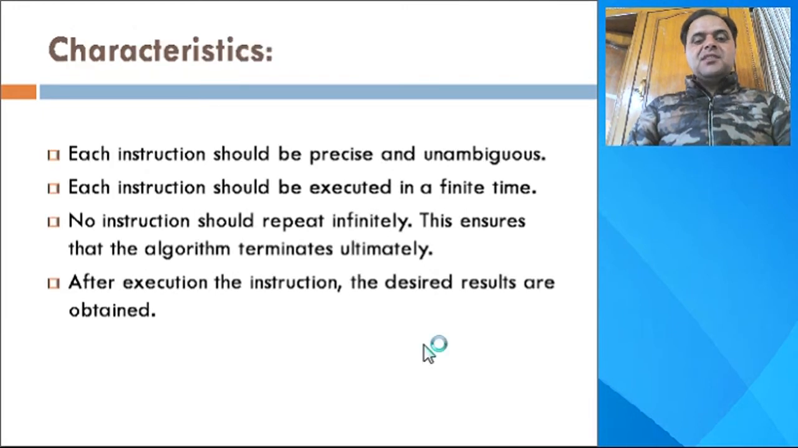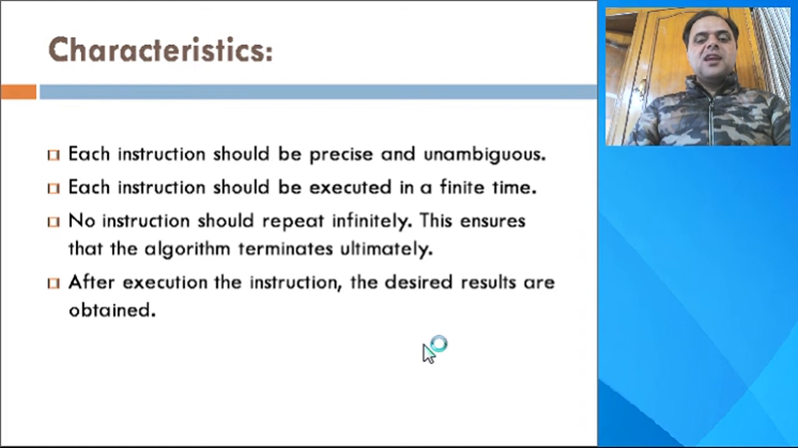Characteristics of an algorithm: each instruction should be precise and unambiguous. Each instruction should be executed in finite time, so our instruction should be completed in finite time. It should not go on executing forever. No instruction should repeat infinitely. This ensures that the algorithm ultimately terminates. So every instruction should not repeat itself an infinite number of times, and our algorithm should terminate after a certain time.